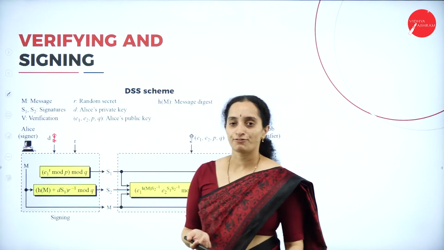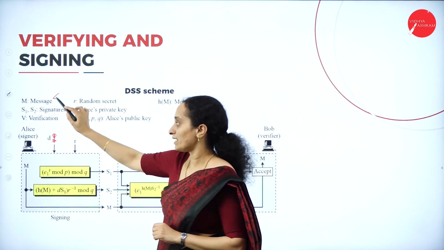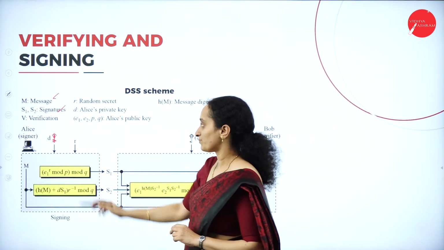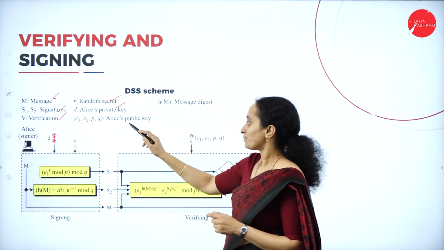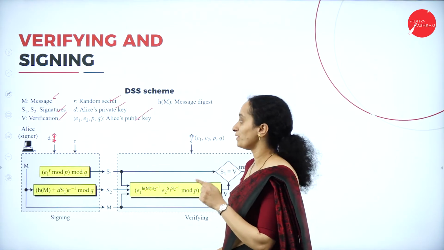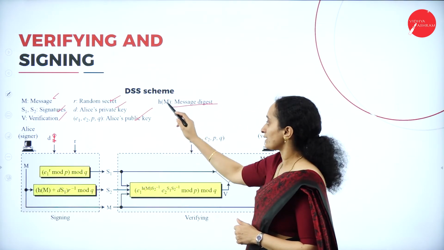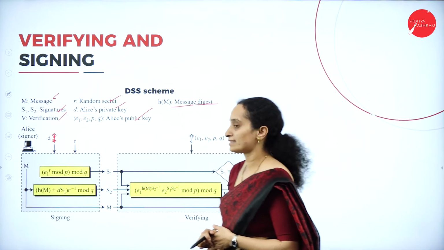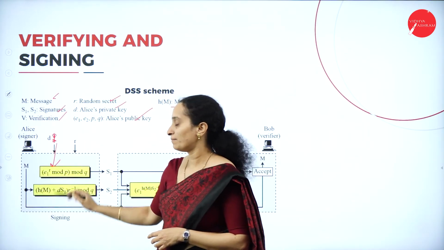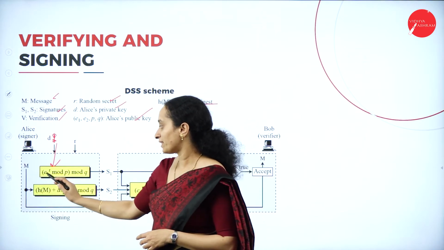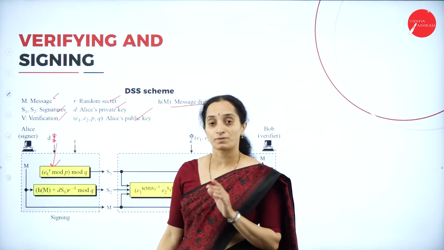How do we sign and verify in the case of DSS? We use the message, the signatures S1 and S2, the verification function, the random number, Alice's private key, and E1, E2, P and Q as Alice's public key. We have the hash function applied to the message digest. What expression do we use here? With the signing algorithm, we use the private key D with the expression E1 to the power of R, that is the random number, with modulus operation P.